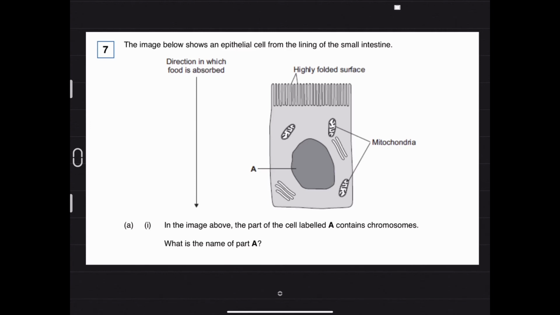Okay, you should have nucleus as your answer for part A. Now, how do we know this? Because it's telling us that the image above is part of a cell labeled A, and the key word here is chromosome.